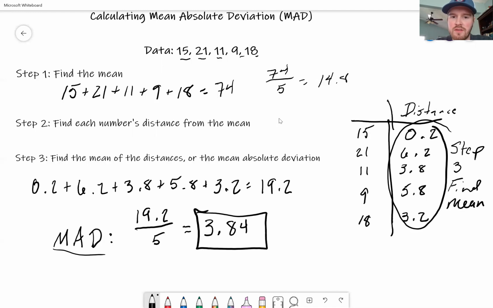All right, so as you can see, you're really just calculating the mean 2 times whenever we're doing this. You find the mean of the set of data itself, subtract each number in the mean to figure out how far away each number is from the mean, and then find the average or the mean of all of those distances that you calculated. This is going to be our topic all week, because we feel that it is a very important skill that we have moving forward.